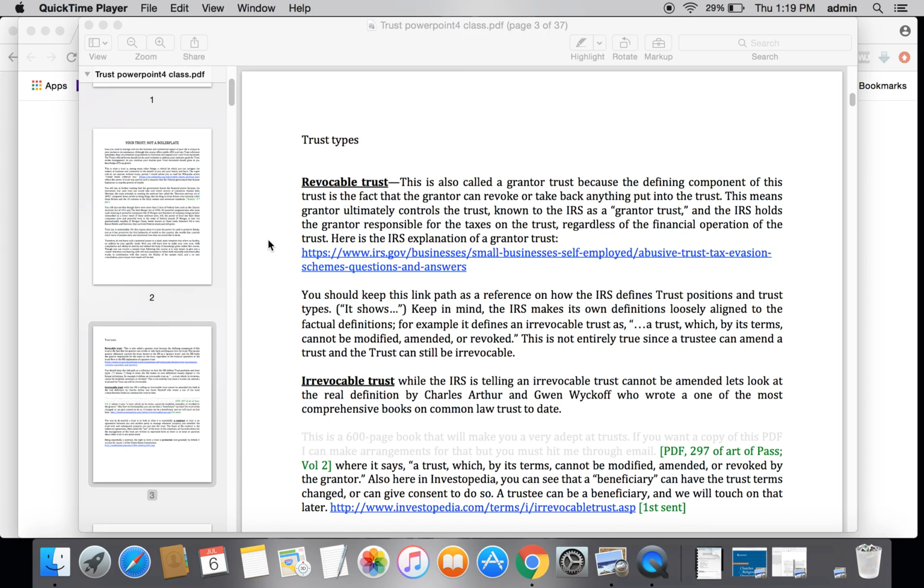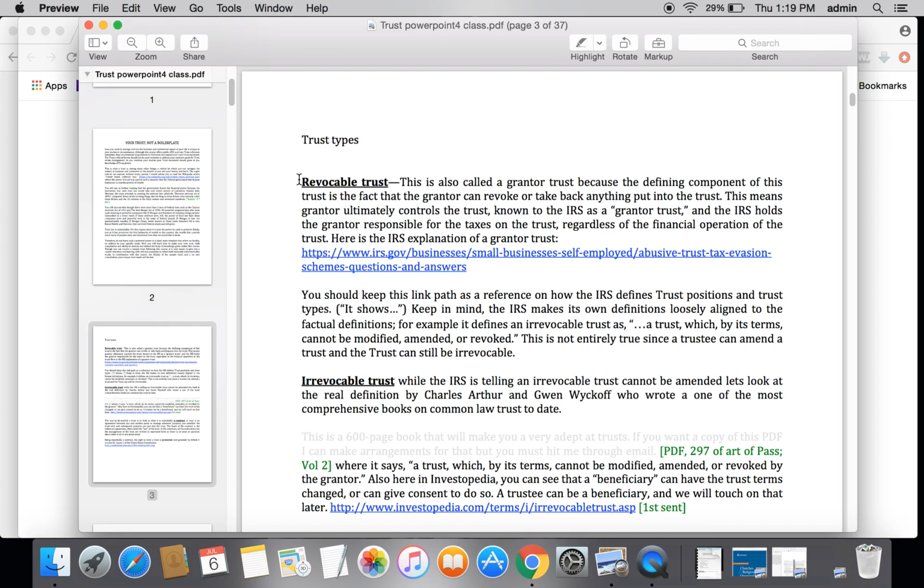Okay, so we're going to get back to the nuts and bolts of this. We're going to talk about trust types. There are many trust types, but there are two major trust types or styles, where one is revocable and one is irrevocable. And that basically means, well, let's read it.